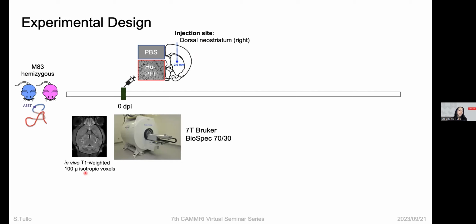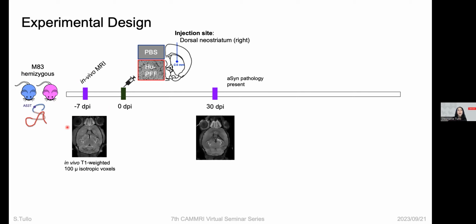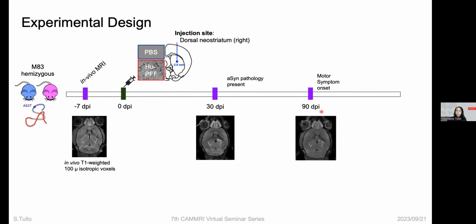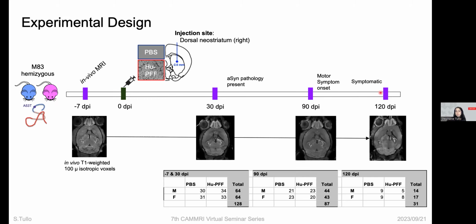We acquired the MRI at 1 week prior to the injection, and then at 30 days post-injection, once alpha-synuclein pathology is present in terms of postmortem staining, at 90 days post-injection, once motor symptom onset is nearing, and then at 120 days post-injection, once the mice are fully symptomatic and nearing their endpoint. Here I'm just showing the number of mice that we acquired per group, per sex at each of these time points. As you can see, we siphoned off mice to perform the postmortem analyses. At the end, we have about 8 mice per group to investigate the changes over time.